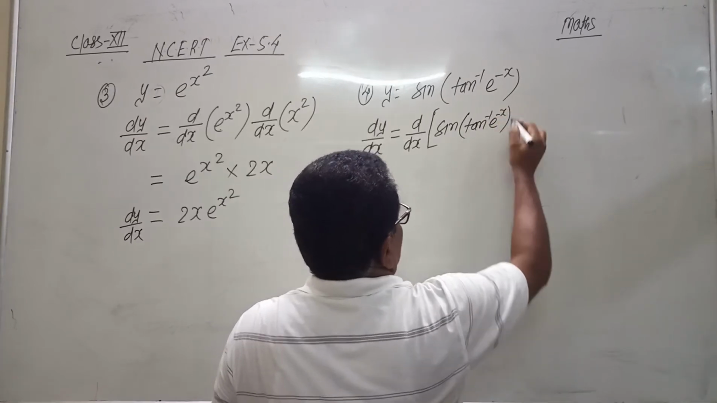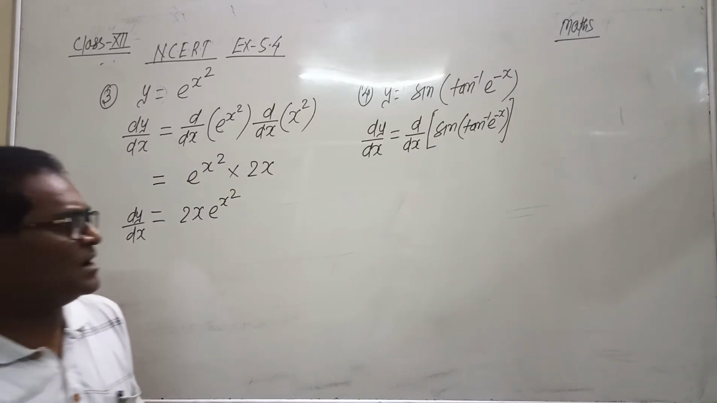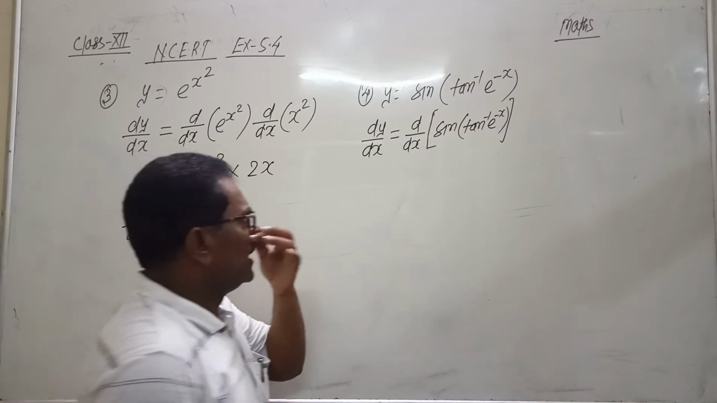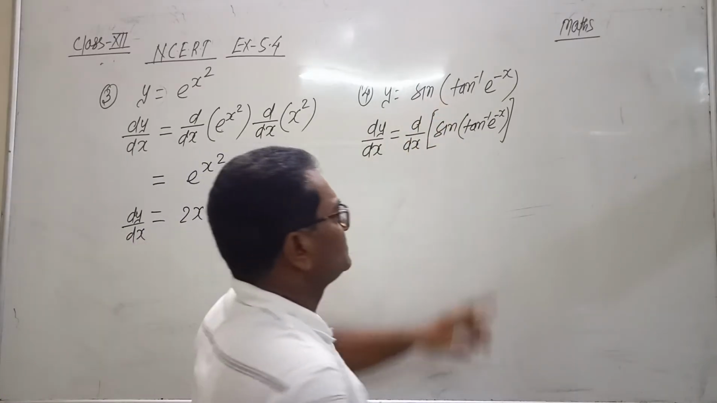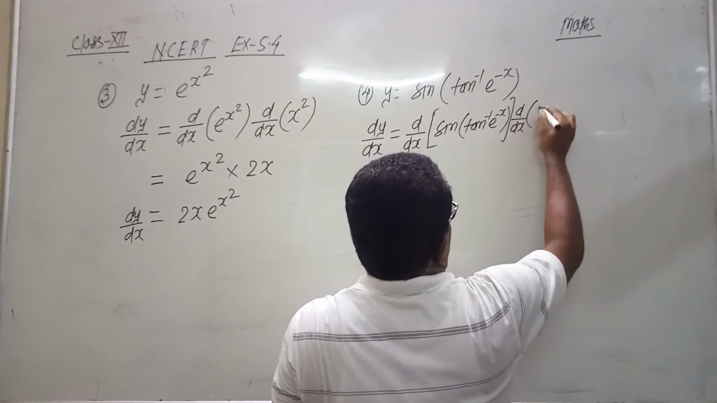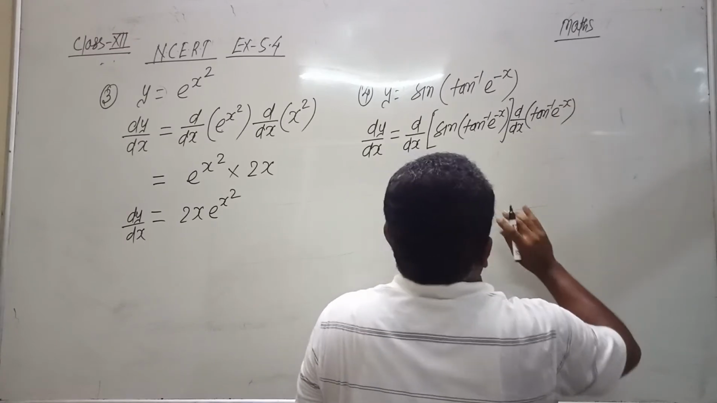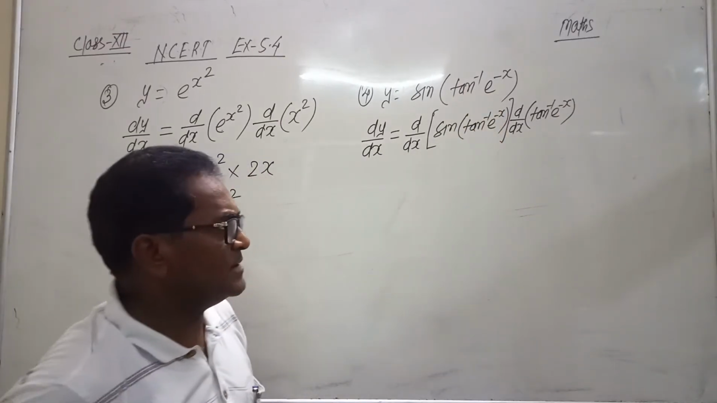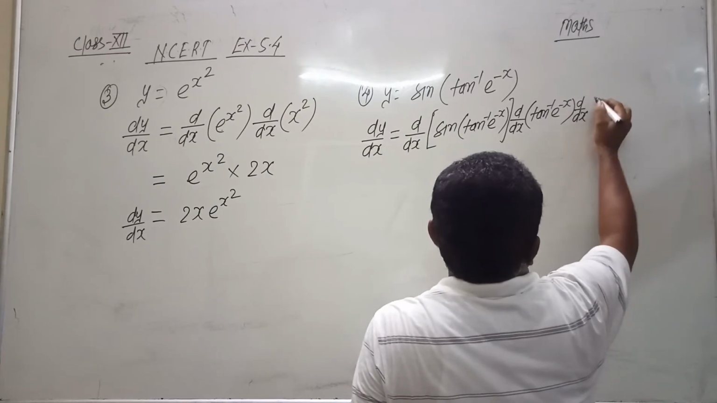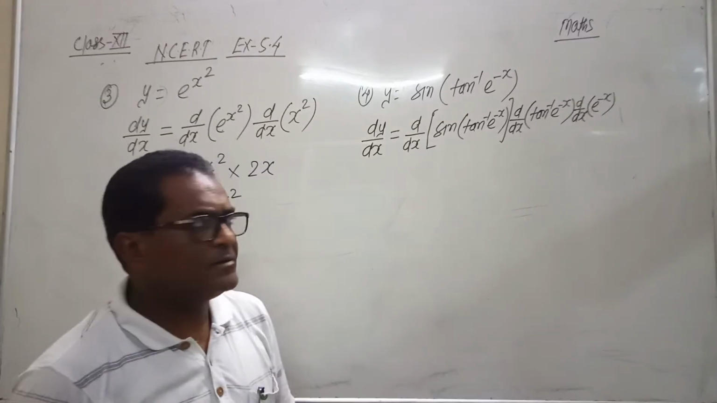Sine theta, at the place of theta, here tan inverse e raised to the power minus x. Now drop sine, so d by dx of tan inverse e raised to the power minus x. Now drop tan inverse, so d by dx of e raised to the power minus x. Then drop e.